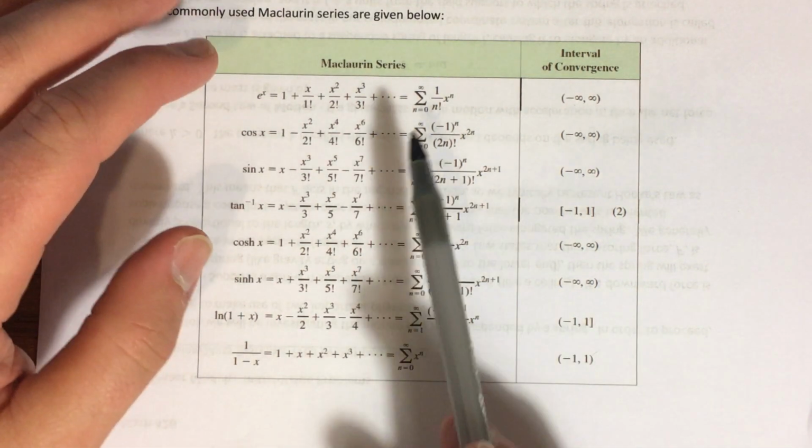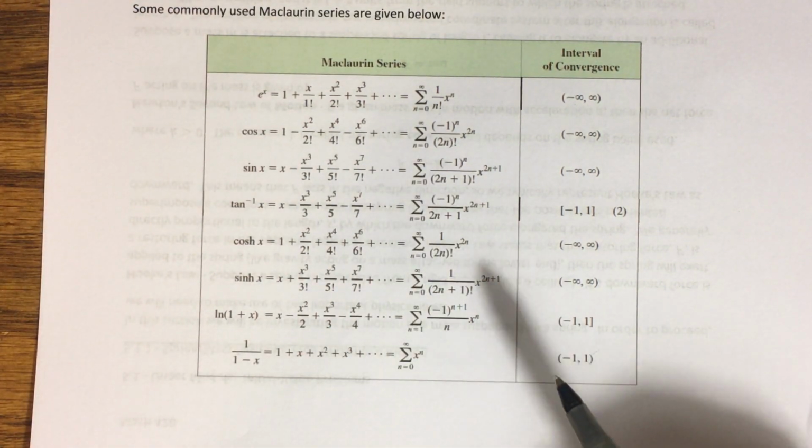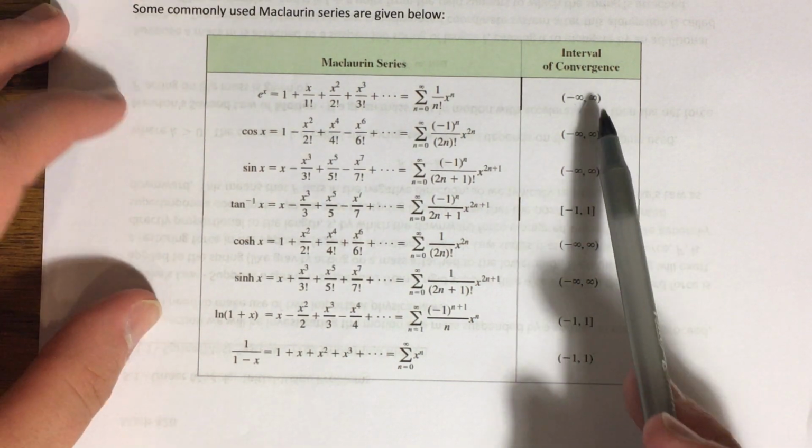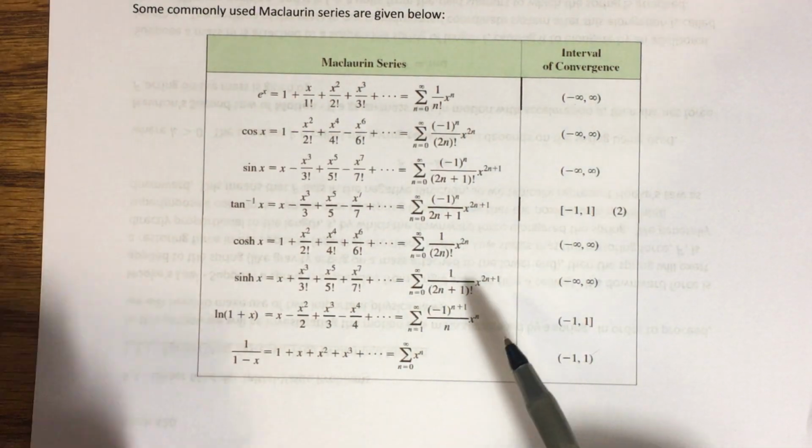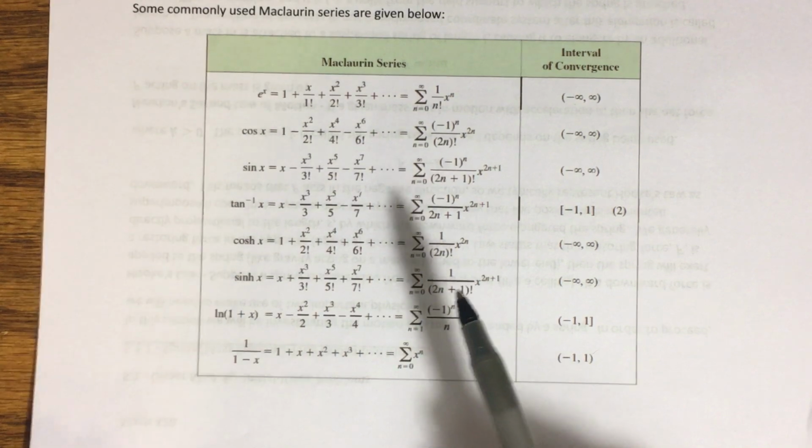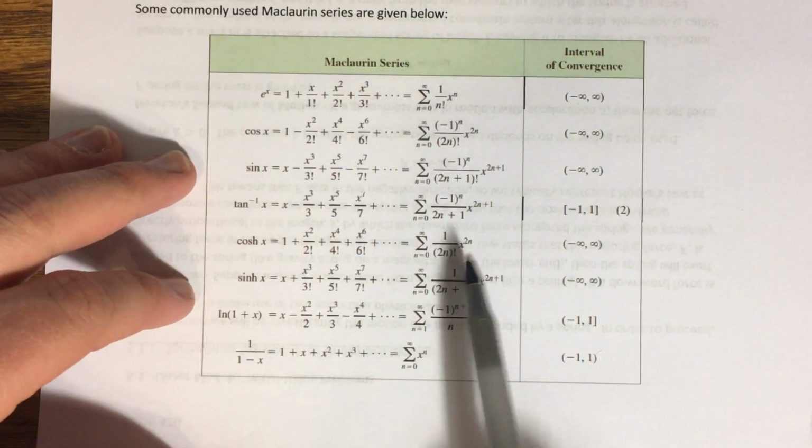So anyways, as these are all power series, every single one of them has a specific interval of convergence, and those are given here, okay? We will not be deriving any of these because you spend enough time in Calculus 2 doing that. This is just a reminder of what some of those common Maclaurin series look like, okay?